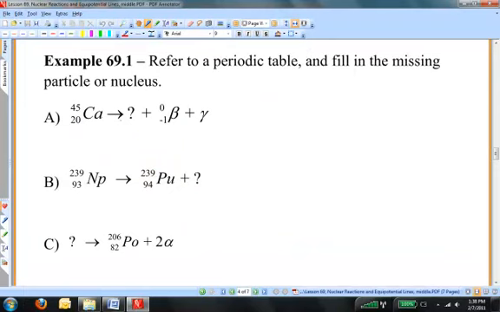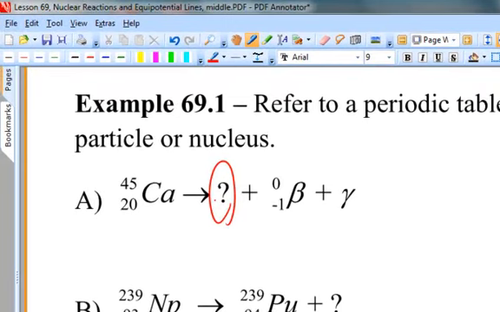Example 69.1. Refer to a periodic table and fill in the missing particle or nucleus. In A, I have isotope calcium-45 that changes into something that I'm looking for plus a beta minus particle plus a gamma. So I want to balance this. The way I'm going to do it is I'm going to see that whatever this question mark is plus 0, add up to be equal to 45.